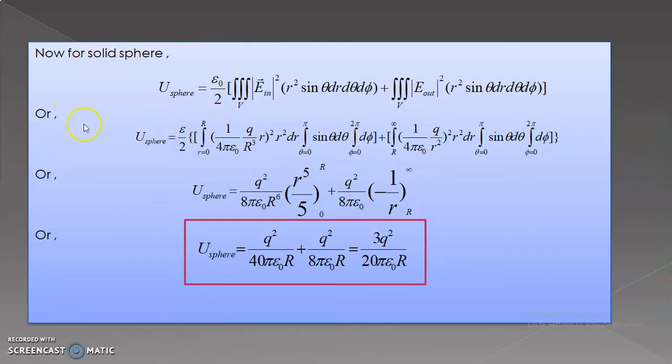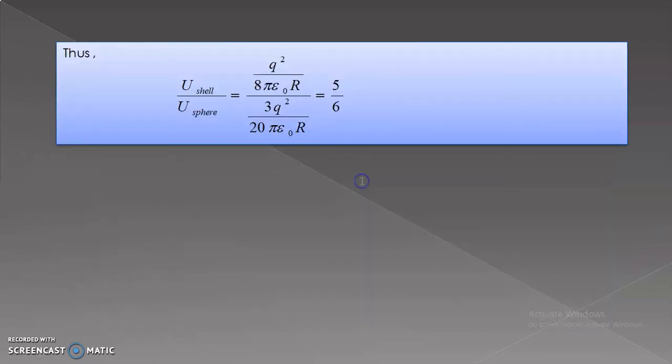Okay, now in case of solid sphere, we perform the same thing, the same formula, but here, as in case of solid sphere, there is a medium inside the sphere also. So E in will also have a value, and we are provided the equation, and we put it here and just integrate thoroughly. Okay, and we calculated 3Q square by 20 pi epsilon naught R. Thus we are set to calculate the ratio. So U shell by U sphere is equal to this, and we get the final answer 5 by 6.